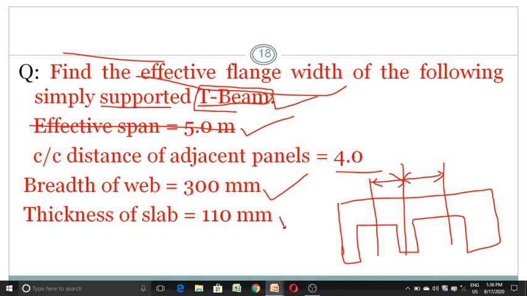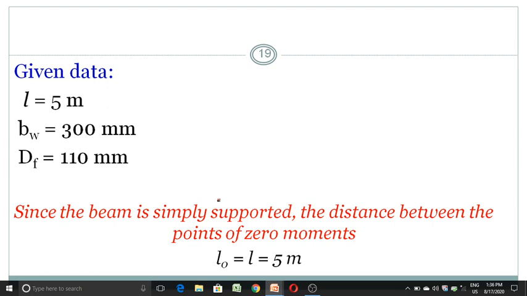Thickness of slab is 110 mm. Right? Based on that, we can write what the given data is. So L, the effective length, is 5 meters. The BW is 300 mm, and the thickness of slab is given. As you know, the thickness of slab is equal to the depth of the flange. I can write it as TS, right?